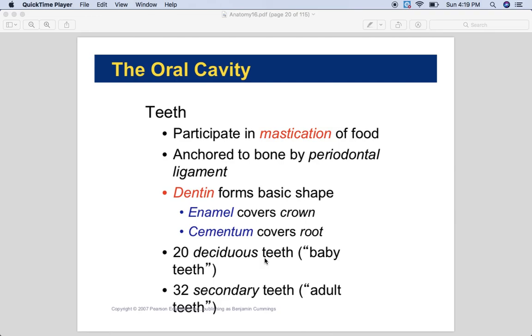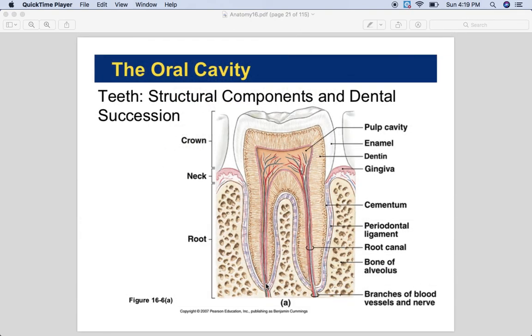Also in the mouth, we've got teeth. One of the most interesting words to say in anatomy and physiology is the word mastication. Make sure you pronounce that properly. But that's chewing. Mastication is just chewing of food. And your teeth, basic shape is formed from dentin. Enamel is the white stuff that covers your tooth, and then cementum is what covers the root. You've got 20 baby teeth and 32 adult teeth, and those 32 adult teeth, yes, do include that extra set of molars or your wisdom teeth.